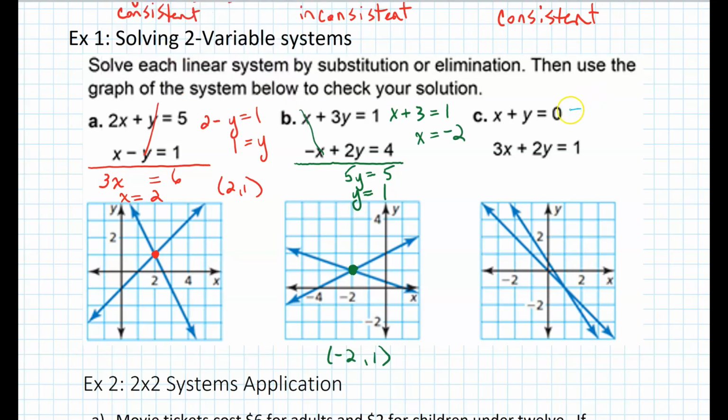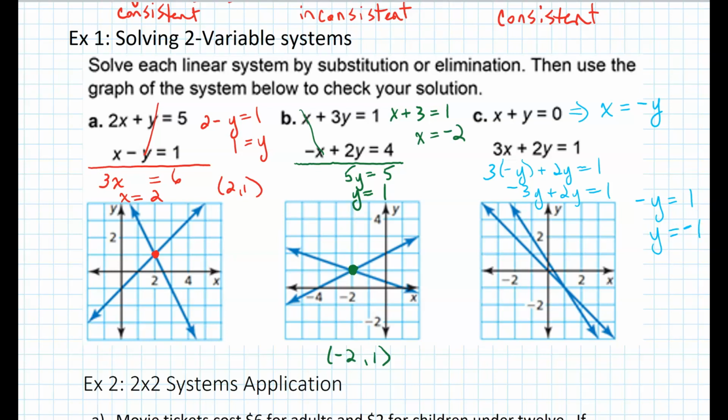I'm going to take this here. I'm going to isolate x. X is equal to -y. And then I'm going to plug that -y in for the x in the second equation. So 3 times -y plus 2y is equal to 1. This gives us -3y plus 2y is equal to 1. So that means -y equals 1, or y is equal to -1.